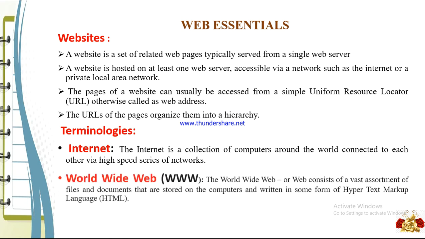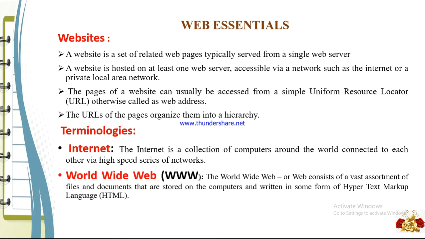The first terminology is the internet. What does internet mean? The internet is a collection of computers around the world connected to each other via a high-speed series of networks. And WWW is the World Wide Web. The World Wide Web, or web, consists of a vast assortment of files and documents that are stored on computers and written in some form of hypertext markup language, that is HTML.